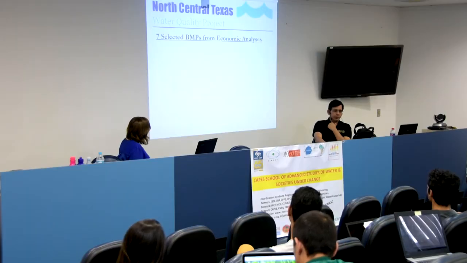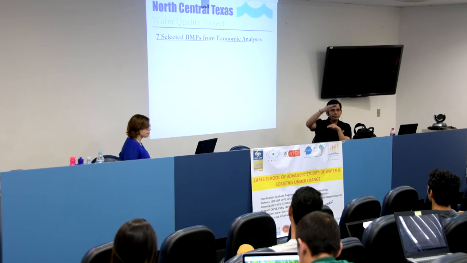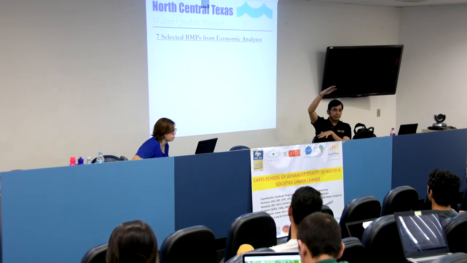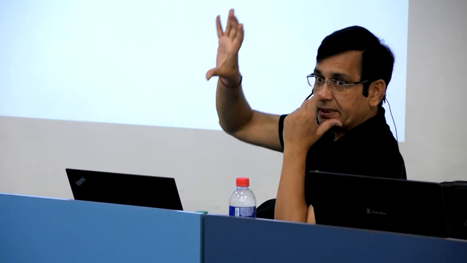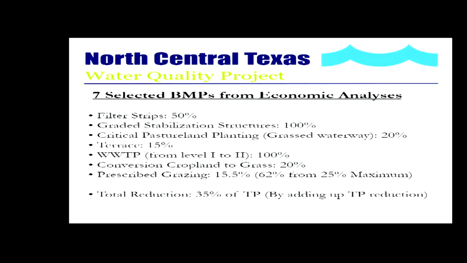So we selected 7. I mean, we tried about 15 or 17 different BMPs, and we finally settled for only 7 of them as most effective here. So those 7 BMPs are this. So this is the final results from the economic analysis.